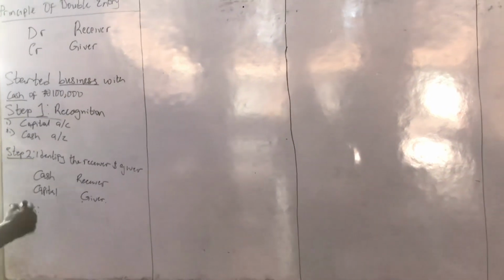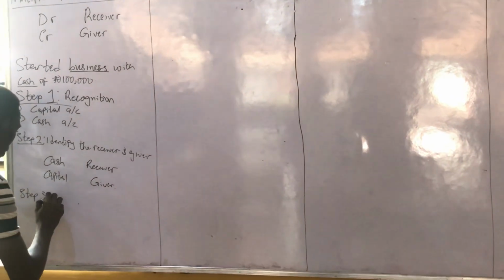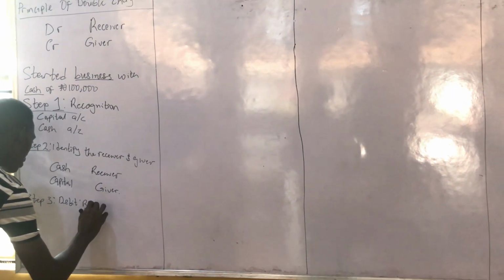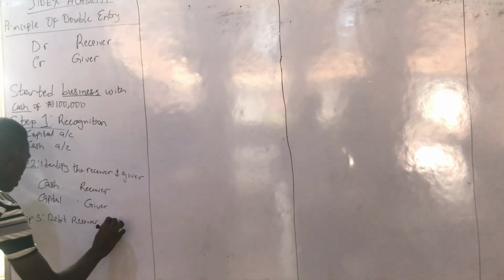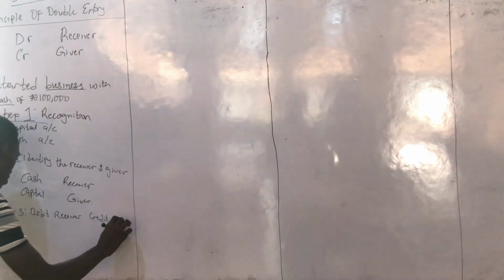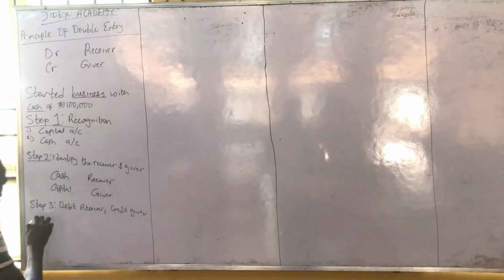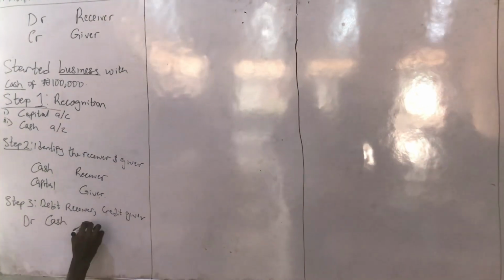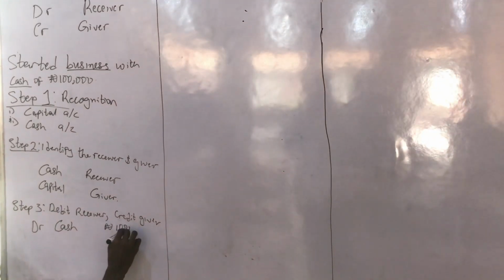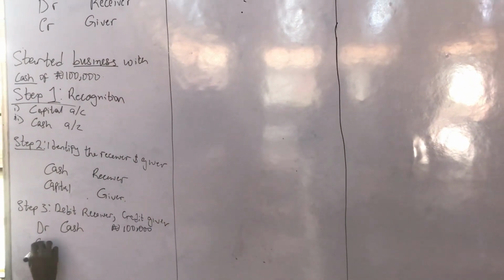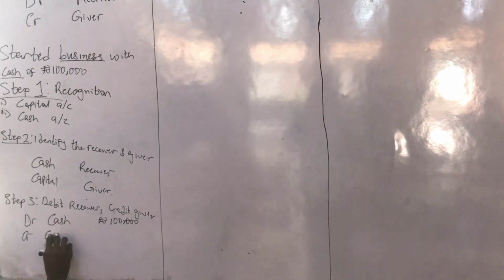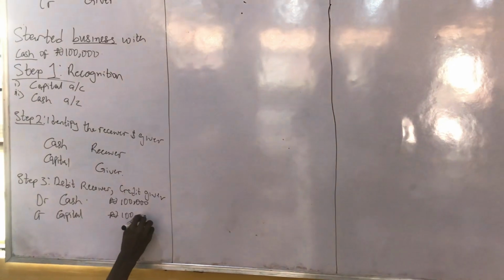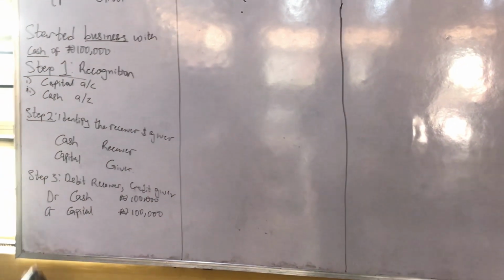I'll be giving you a few more examples, then you can call it a day. So you debit the receiver and credit the giver. The debit comes first. You debit cash of how much? 100,000. Then you credit capital, 100,000. Then you can now record it in your ledger.